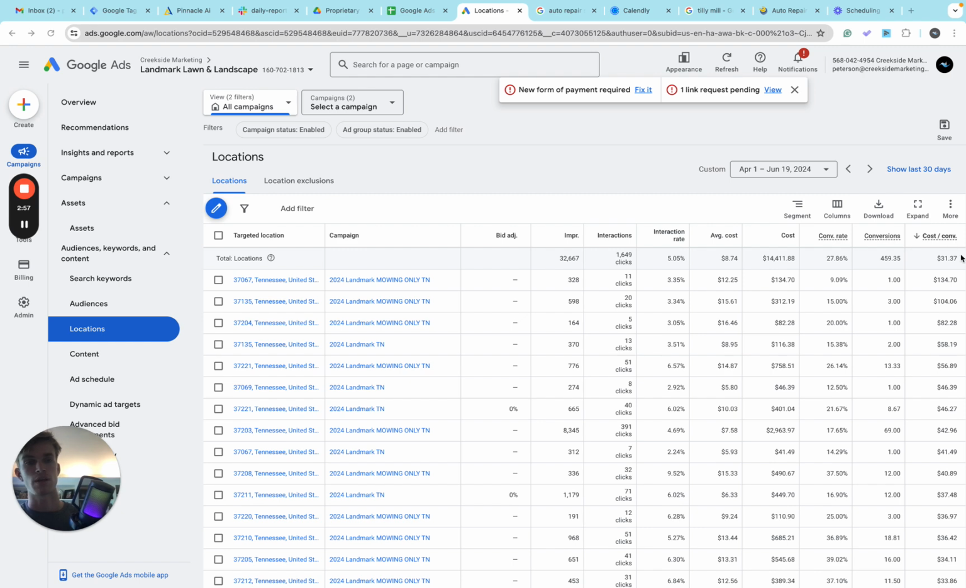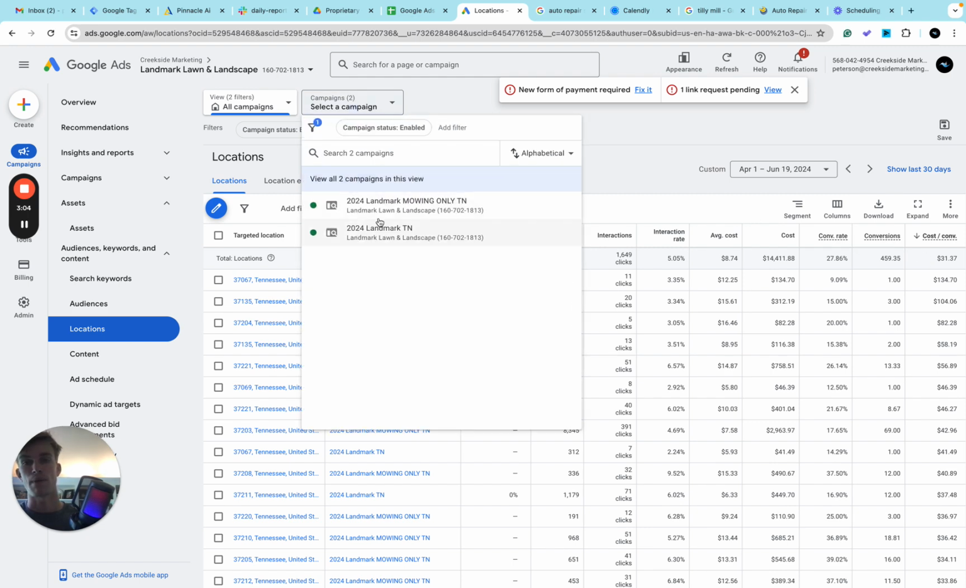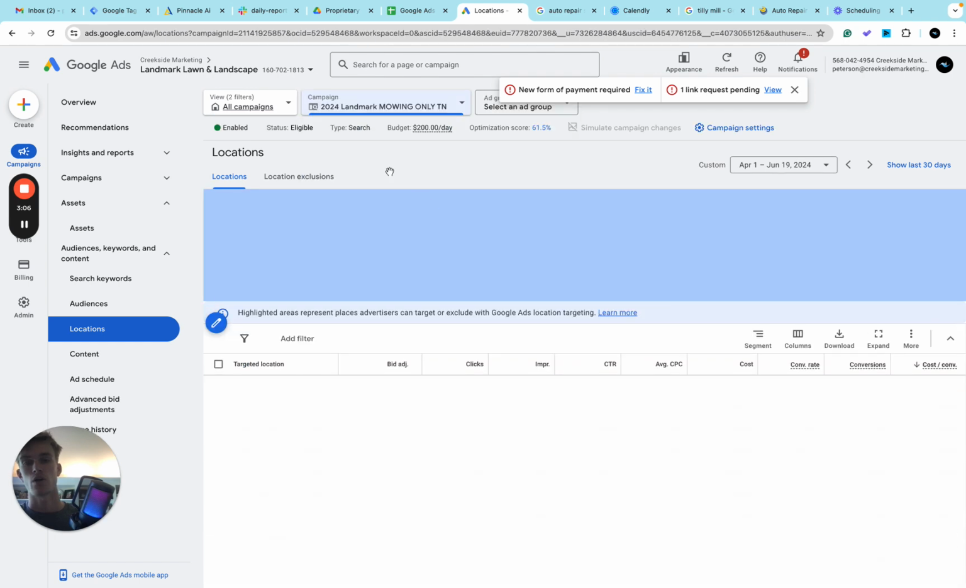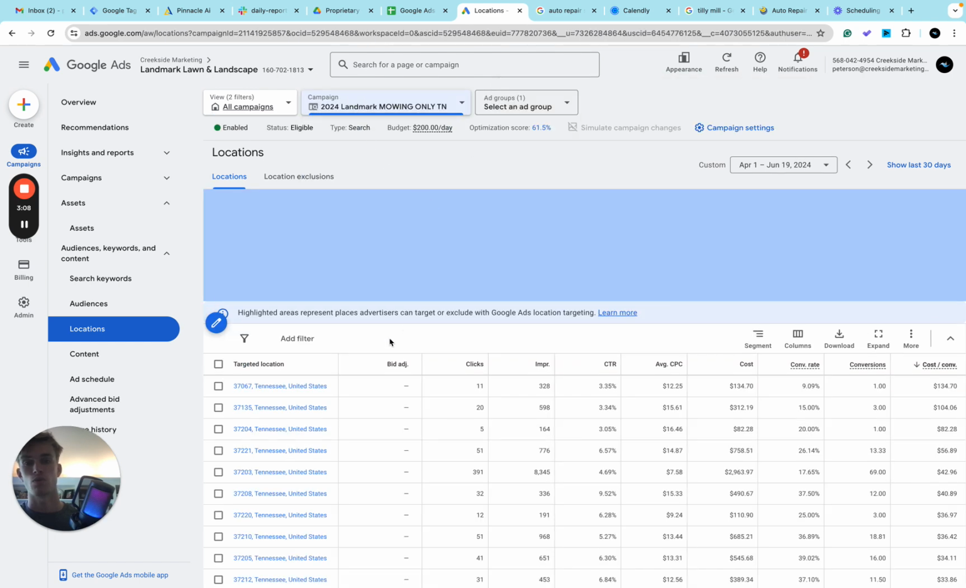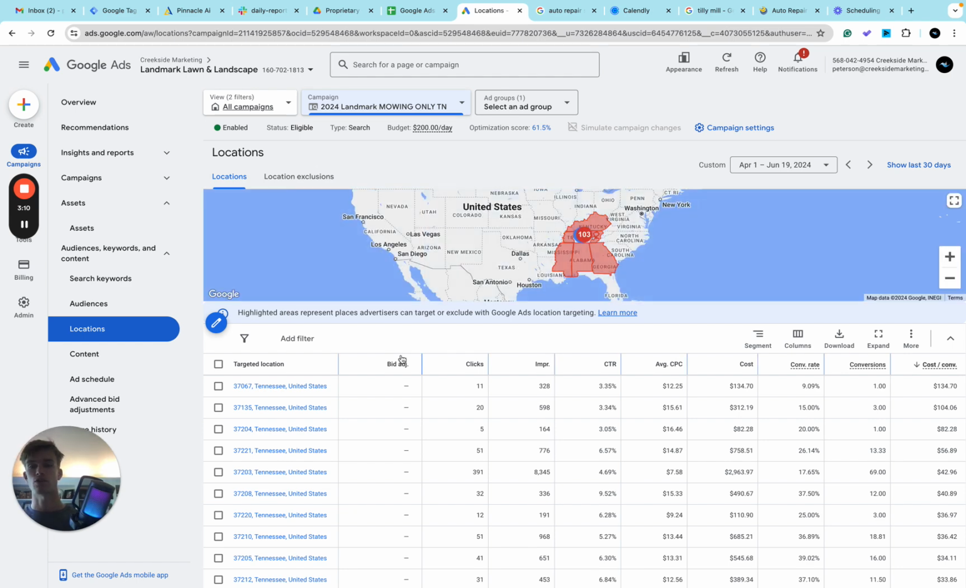So what we can see up here is our average cost per conversion for the entire account. We want to make sure we're looking at this by campaign. So we're going to go specifically to one campaign, because obviously different campaigns are going to have different cost per conversions in different areas. So we don't want to make decisions on an account basis. We want to make it at the campaign level.